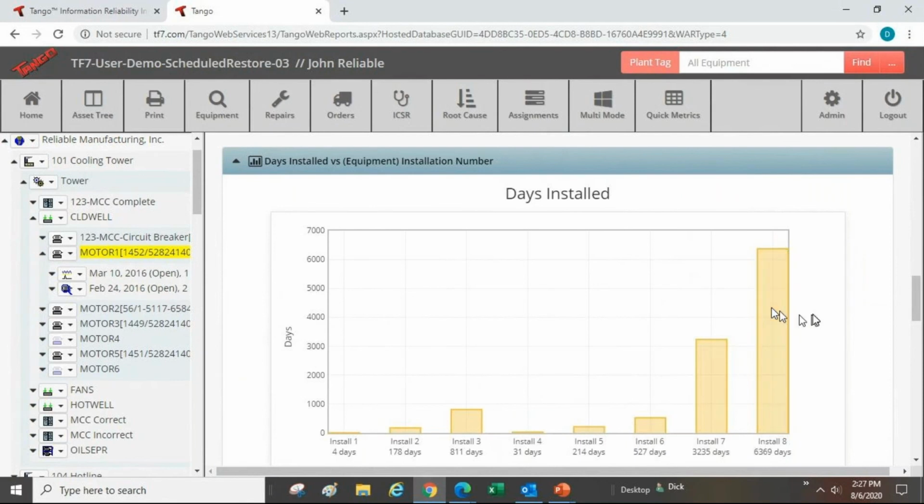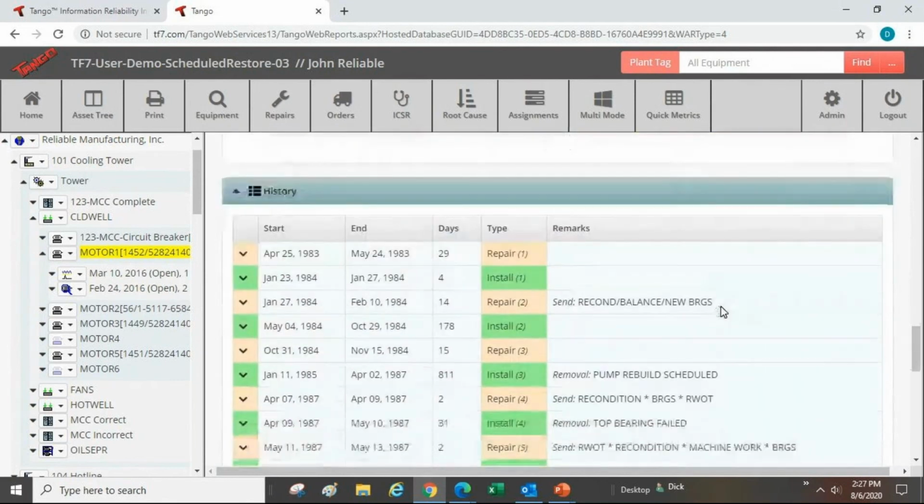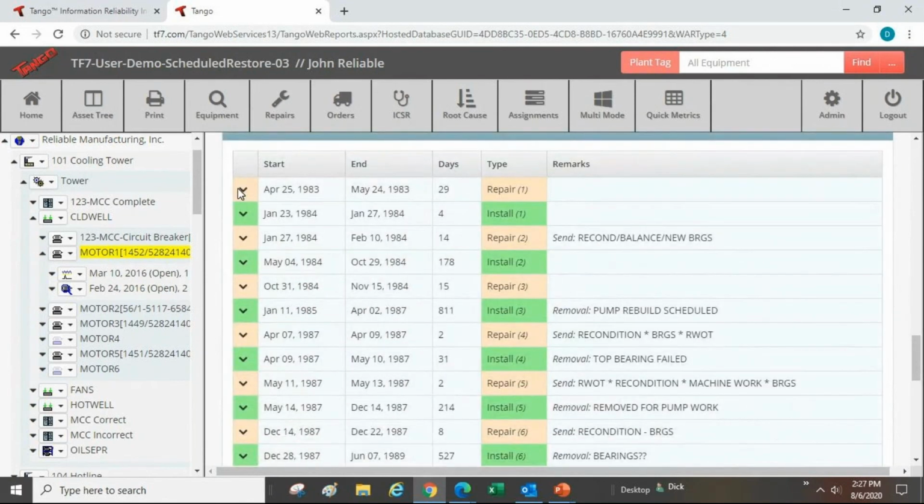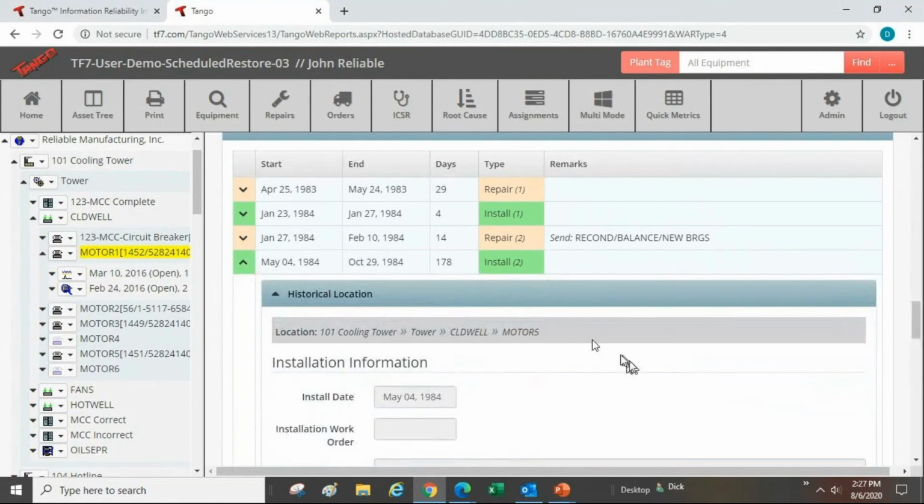on in its history. And if I start to go down to the details, I see the red rows being the repair stage of life, and the green row being an installation. So let's just go to 1984. Keep in mind, right now we're looking at the motor number 1 base plate that 1452 is on. Back in May of 1984, I see that was on the motor number 5 base plate, right here.